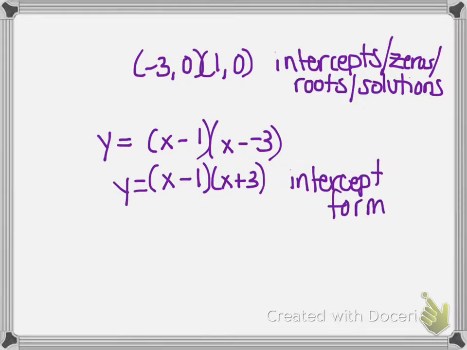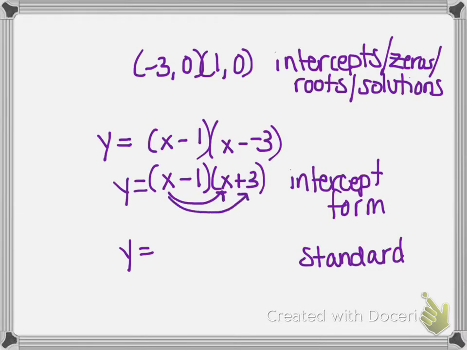If I wanted you to turn this into what we would call standard form, you would need to do your Punnett square or your distributing to end up with an equation. We multiply, we combine like terms, and you would get the equation x squared plus 2x minus 3. So those intercepts are very, very helpful for us.